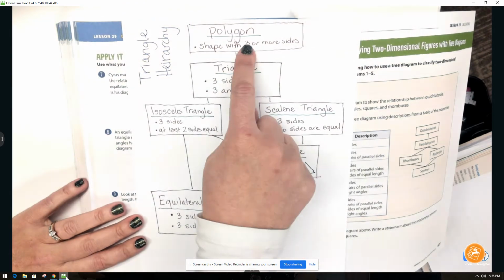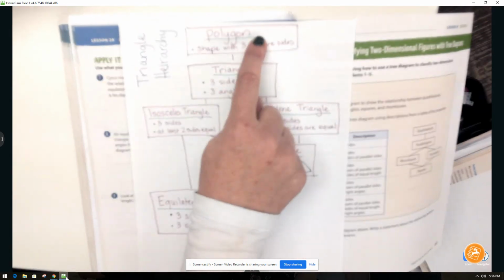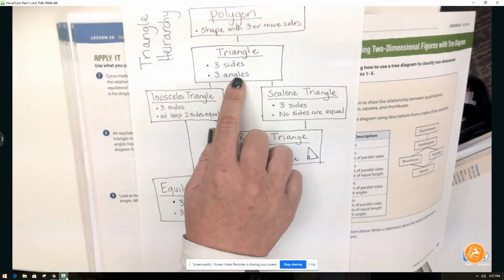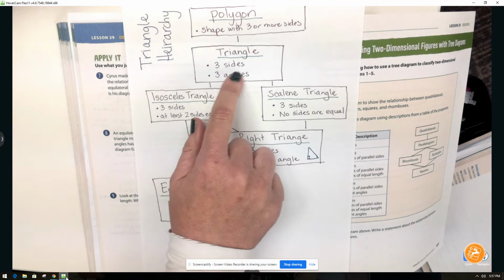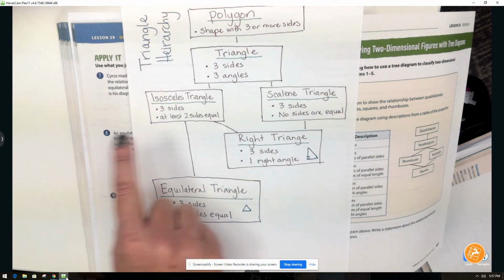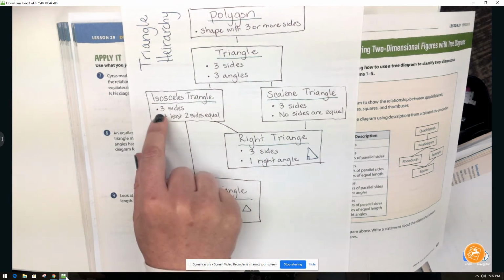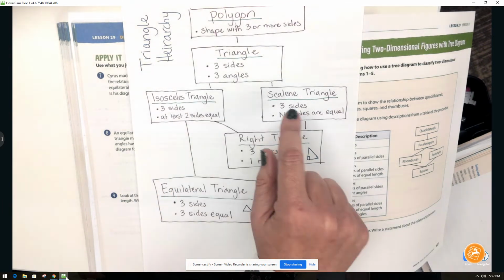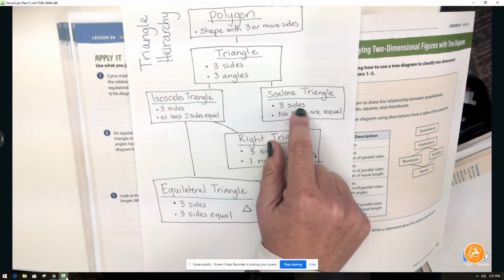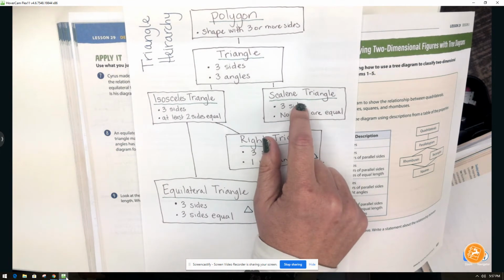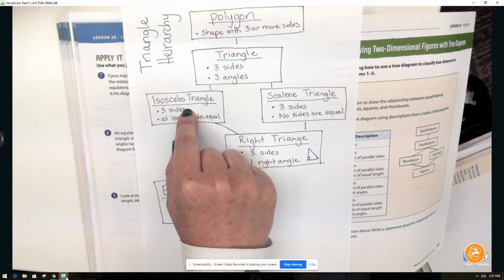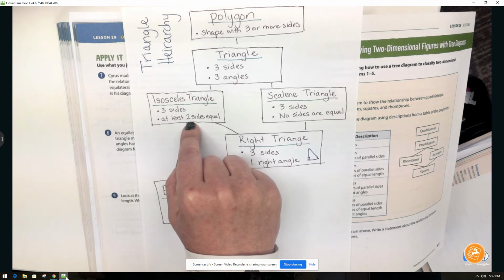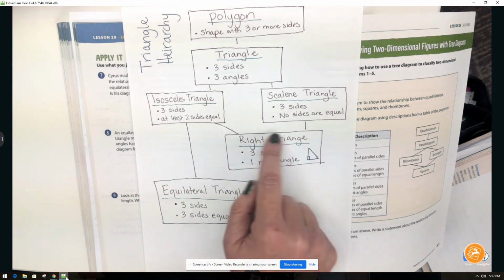So, like quadrilaterals, we start at a polygon because a polygon is any shape with 3 or more sides. Then we go to a triangle. A triangle is pretty general. It has 3 sides and 3 right angles. An isosceles triangle has 3 sides and at least 2 of the sides are equal. A scalene triangle has 3 sides, but no sides are equal. So a scalene triangle could never be an isosceles triangle because an isosceles triangle has to have at least 2 sides that are equal. Then you have a right triangle.